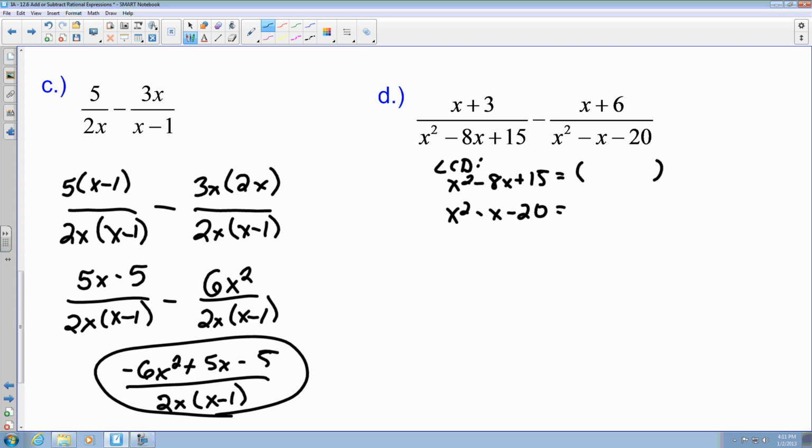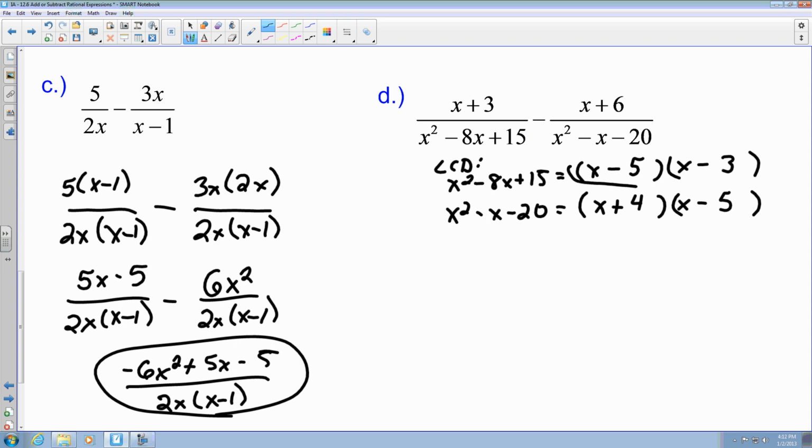This is parentheses, parentheses. I got x, x. That plus 15 means that the signs are going to be the same. The negative 8 means that they're both going to be negative, and the values will be 5 and 3. So the second one, I got parentheses, parentheses. I got x. The minus sign means that they're going to be plus and minus, and the values will be a plus 4 and a negative 5.